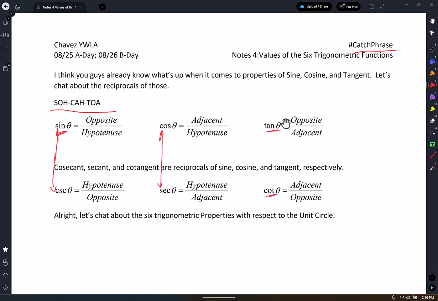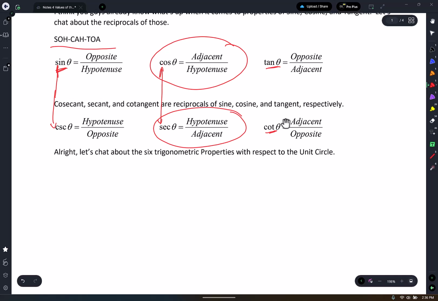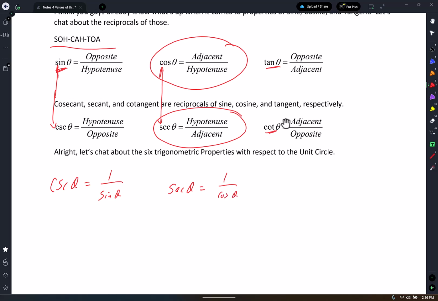Tangent and cotangent. When I say reciprocal, see how cosine is adjacent over hypotenuse? Secant is hypotenuse over adjacent. Sometimes they'll even say cosecant theta is 1 over sine theta, because by definition, that's what a reciprocal is. Secant theta is 1 over cosine theta. And cotangent theta is 1 over tan theta. Remember, 1 over whatever just means reciprocal, guys.